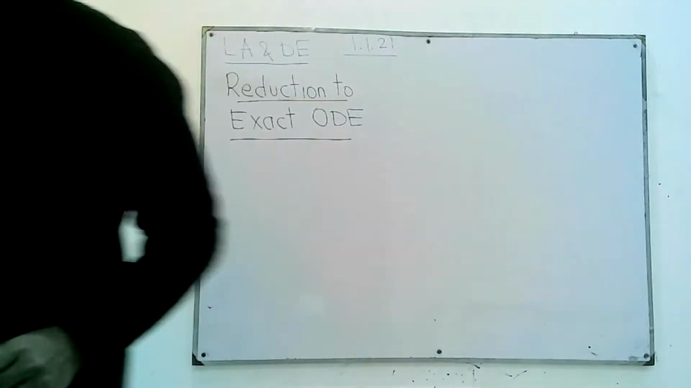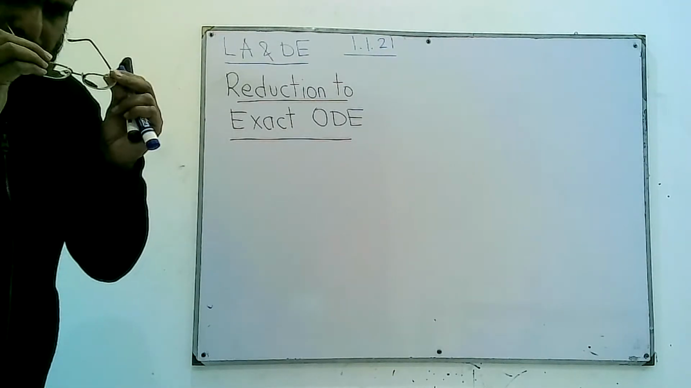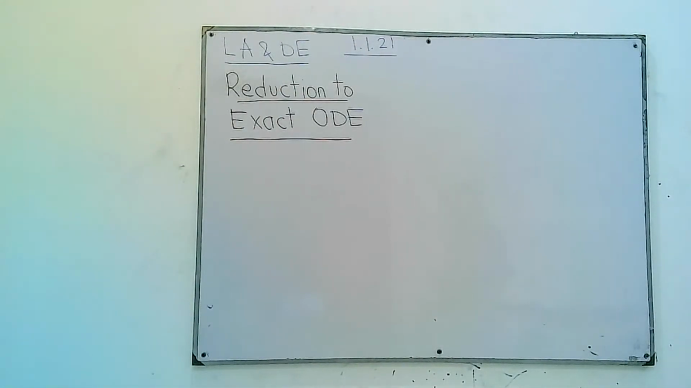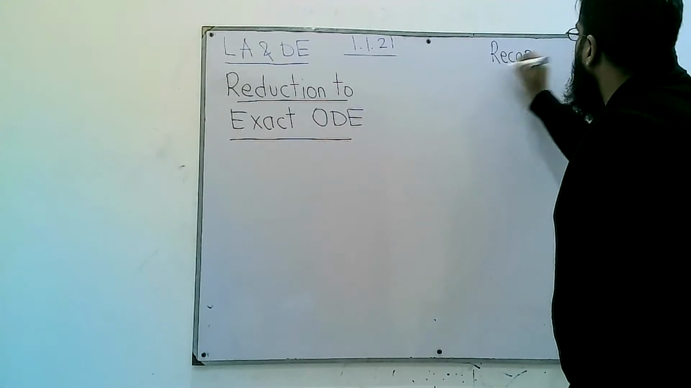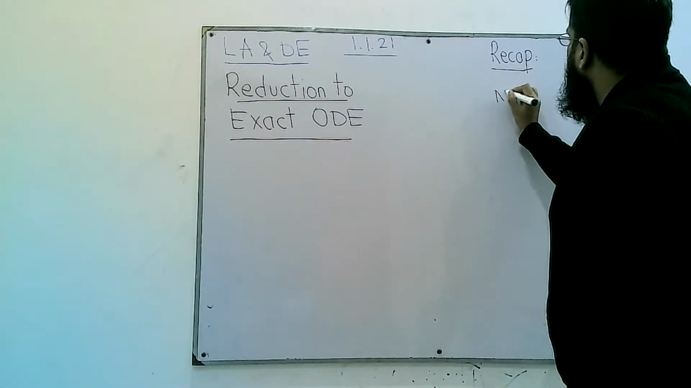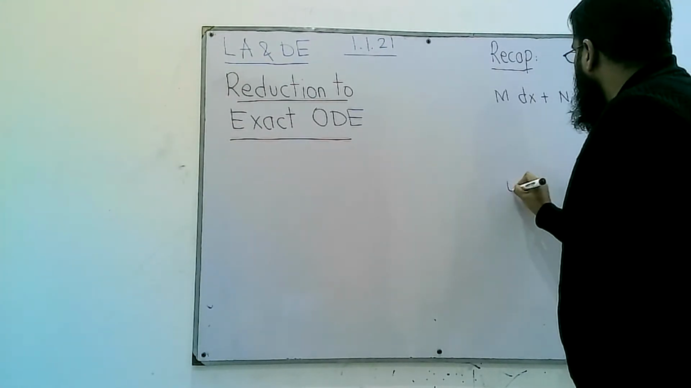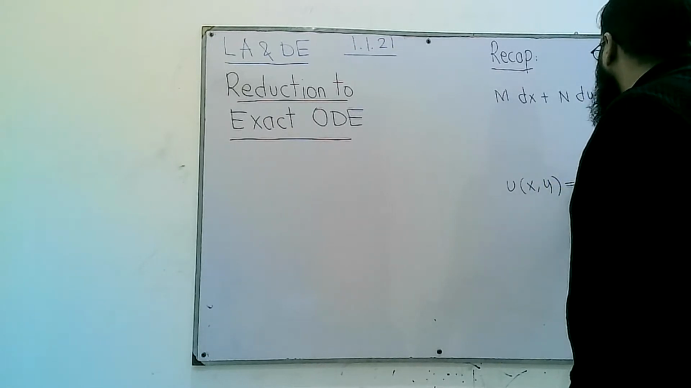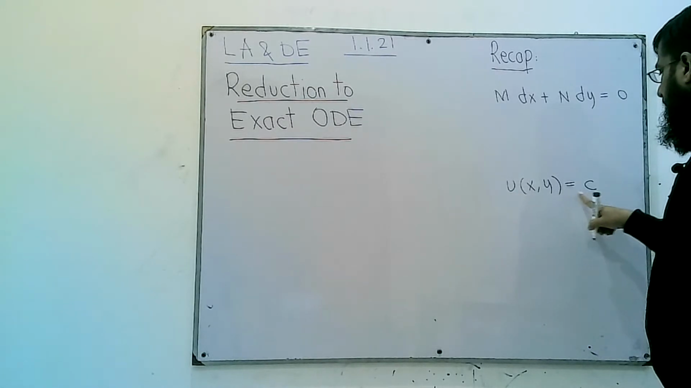So we'll start studying reduction to exact ODEs. Before this, in our last lecture, we studied exact ODEs, and we also studied that an exact ODE has a solution like this. If an ordinary differential equation is of this type, it has a solution where we have a function u of x, y and it is equal to some constant c.